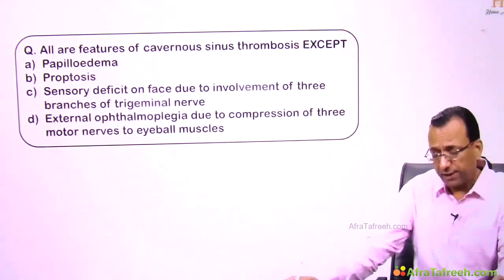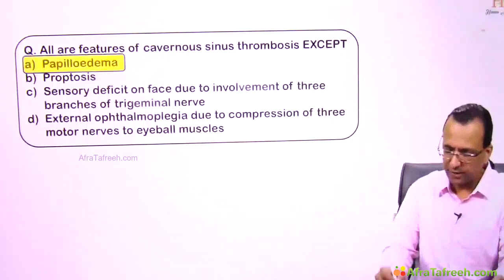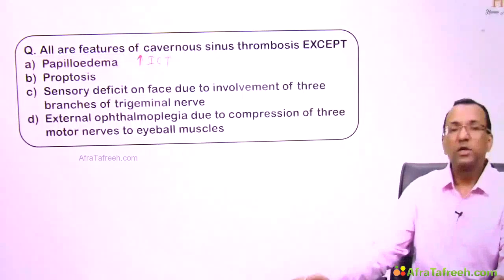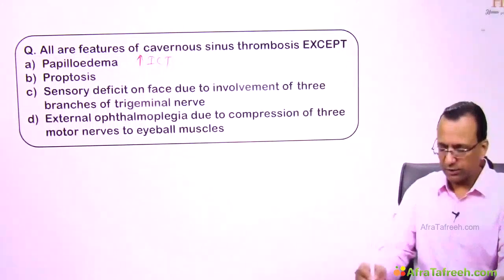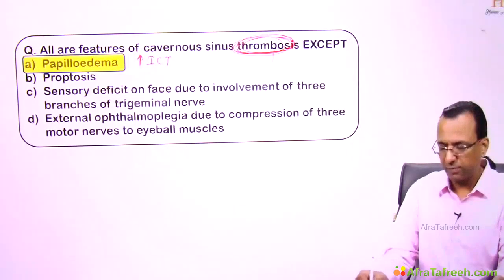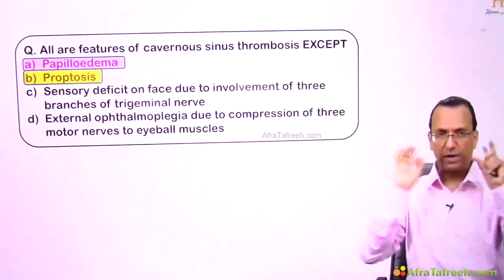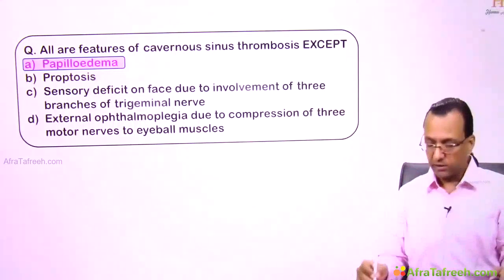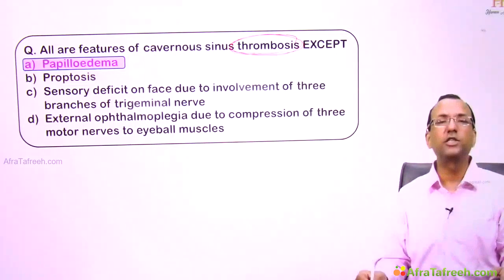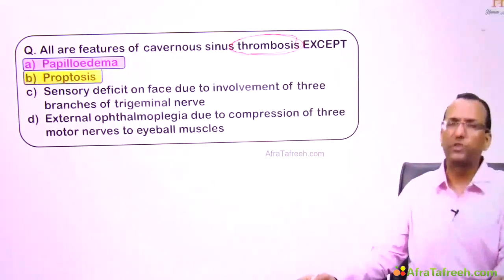Cavernous sinus thrombosis is raised intracranial tension, definitely presenting with papilledema. And because there is a thrombosis, there will be venous congestion behind the eyeball, and that venous congestion in the socket will push the eyeball out of the socket. Proptosis will be there, of course.